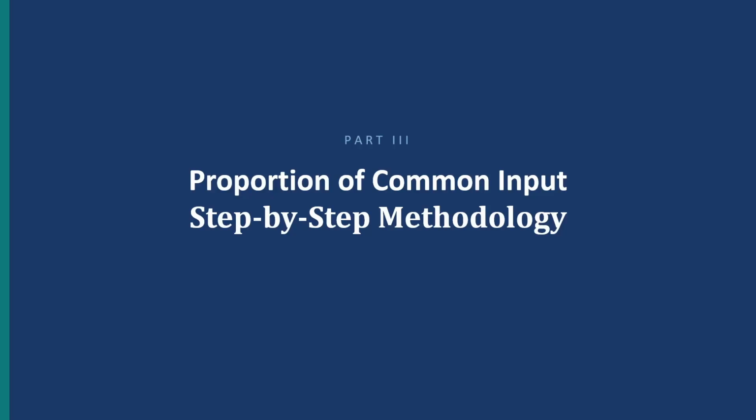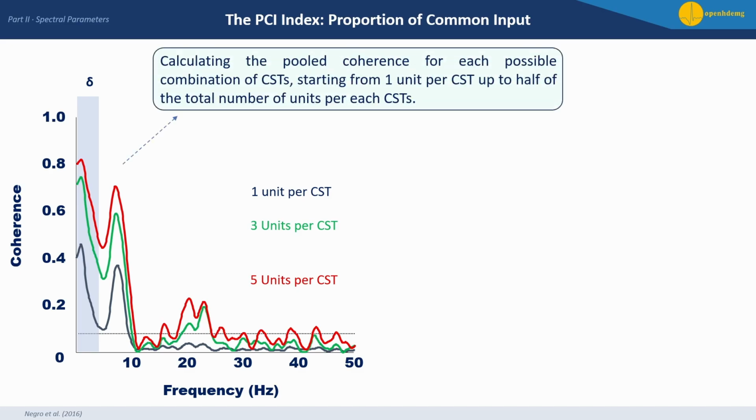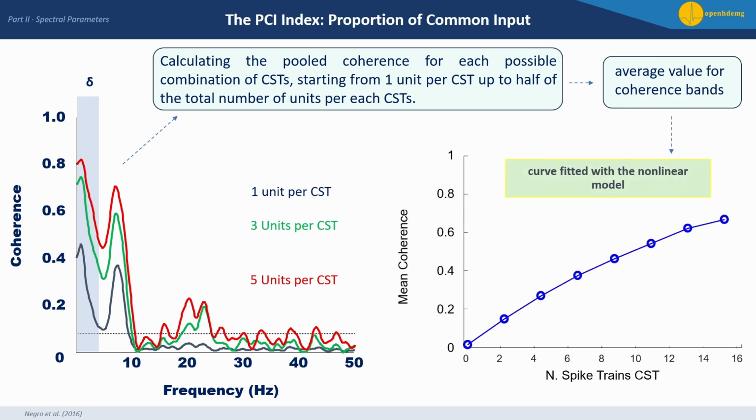Next is the proportion of common input, or the PCI index. So far, we have seen that the more motor units we add, the higher our coherence estimate. The idea here is calculating the pooled coherence for each possible combination of CSTs, starting from 1 unit per CST up to half of the total number of units that we got. Then we average the values for the coherence bands, and we get the PCI estimate by fitting the curve with a nonlinear model. Here we have our PCI estimate on the x-axis.